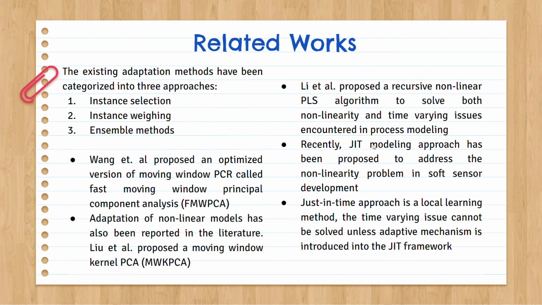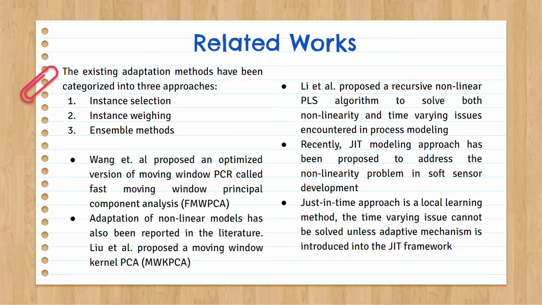Moving on, let's have a look at the related works. The existing adaptation methods have been categorized into three approaches: instance selection, instance weighing, and ensemble methods. Instance selection is also known as the moving window technique, whereas instance weighing is also known as the recursive adaptation technique. Wang et al. proposed an optimized version of moving window of PCA called the Fast Moving Window Principal Component Analysis (FMW-PCA).